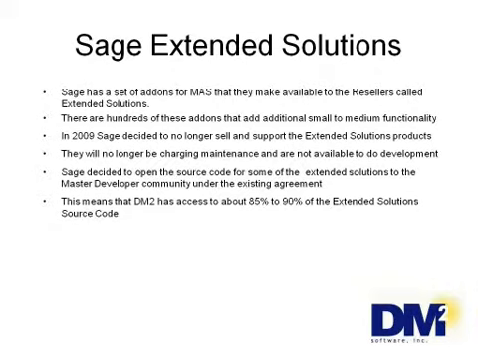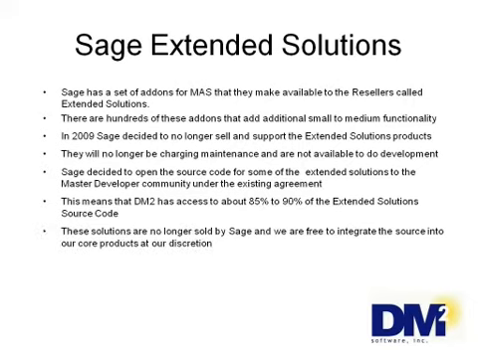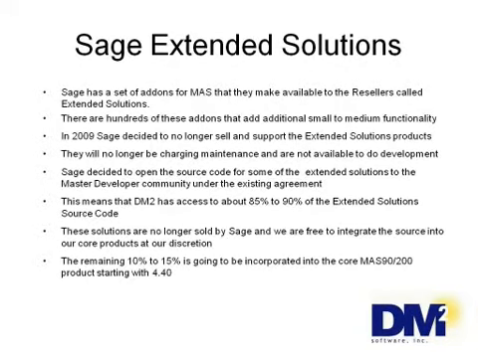So what that's given DM2 is access to about 85% to 90% of the extended solution source code that was used to build those extended solutions in the past. The solutions are no longer going to be sold by Sage, and we're free to integrate the source into our core products at our discretion. So what's nice is it's going to give us a whole library of enhancements that we can bring in and bring technologies to you guys and enhance those for the petroleum industry, where before there were some restrictions about what we could and couldn't do with those. So we're very excited about that portion of it.